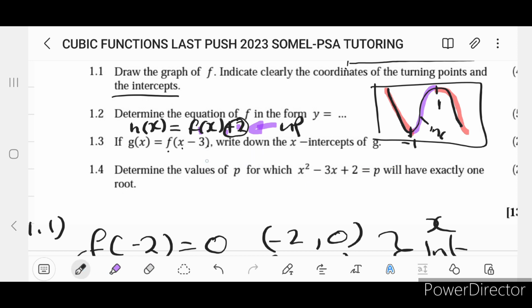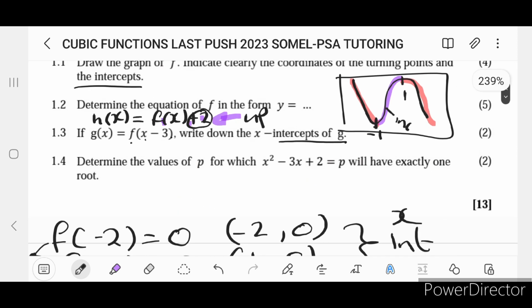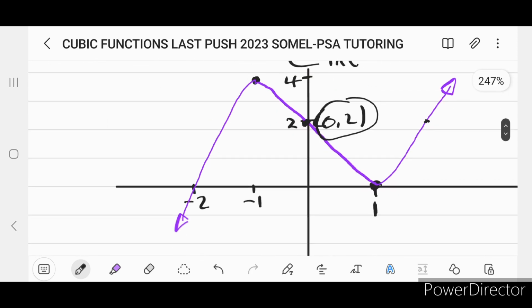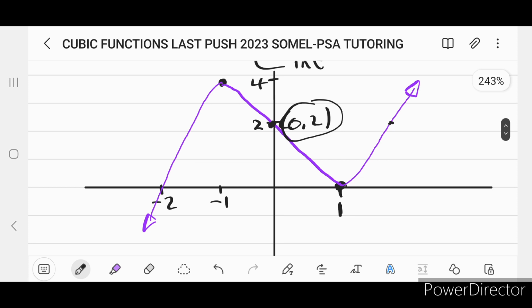Okay, so they say write down the x-intercepts of g, and it's 2 marks. So you don't have to think much. You just take this function, you move it 3 units. So if I move this point 3 units to the right, it's going to be 1 plus 3. So this point is going to be here at 4.